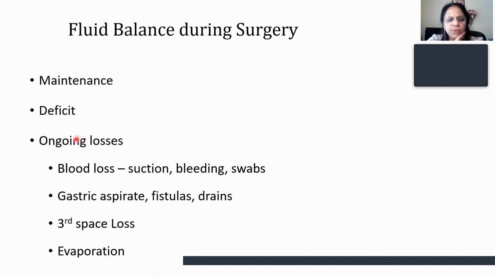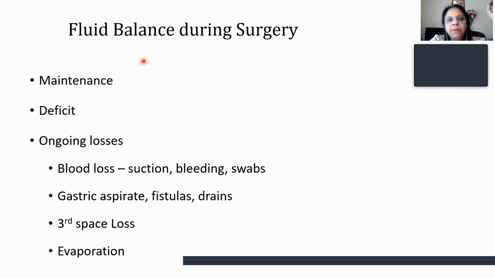So remember, we count the maintenance. We have to give the deficit the patient comes in with, and the ongoing losses by blood loss. You can measure it with the suction bottle. The swabs need to be counted, or maybe weighed. And the other volumes you need to see, right?